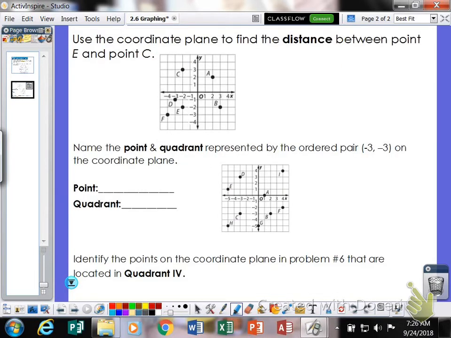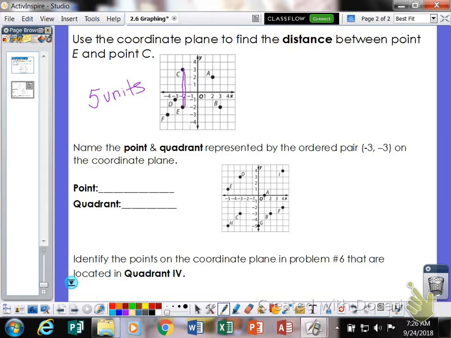All right, use the coordinate plane to find the distance between point E and point C on this graph. So point E, point C. The distance would be 1, 2, 3, 4, 5. So the distance would be 5 units. Simple as that.